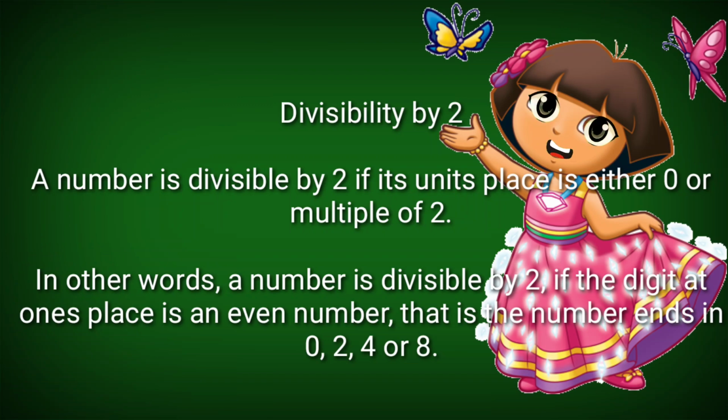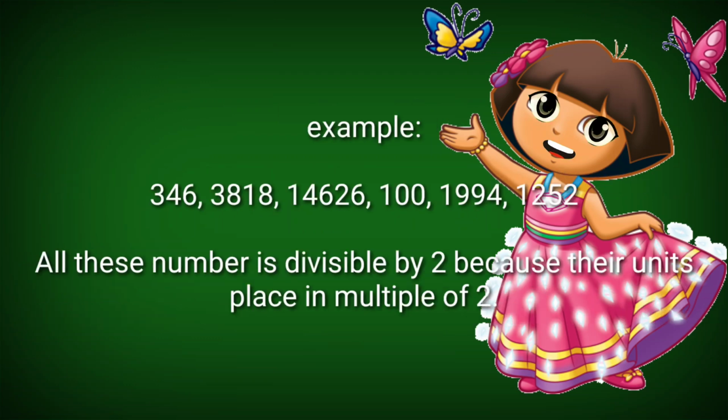A number is divisible by 2 if its units place is either 0 or a multiple of 2. In other words, a number is divisible by 2 if the digit at one's place is an even number, that is, the number ends in 0, 2, 4, 6 or 8.